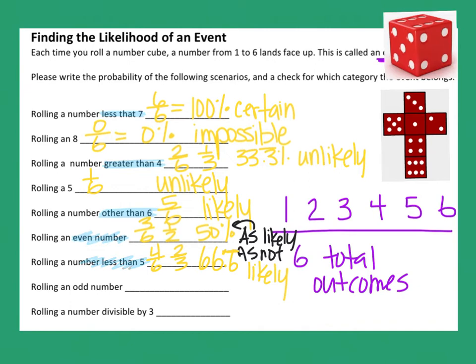Rolling an odd number. Sometimes they're equal when you look at them. It just depends on the list of how many numbers you have. This one, there's an equal number of odds and evens, so I would have the same. 3 out of 6 or 1/2, 50%, or as likely as not.